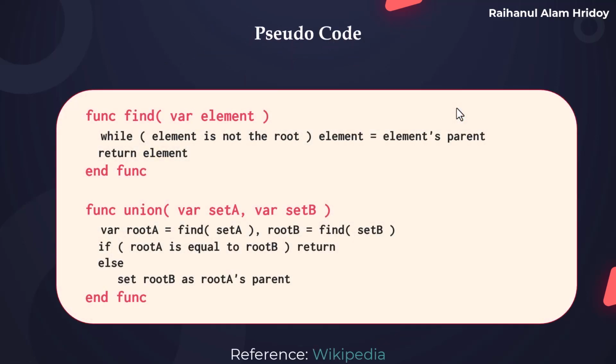Here's the pseudocode collected from Wikipedia. The code is very easy to construct. We will be implementing this algorithm in our later videos where I will elaborate some LeetCode problem solutions. You can see here the implementation of find method and the union method. It's very straightforward. You can implement it in C, C++ or Java, Python, any language. It's very easy to reconstruct.